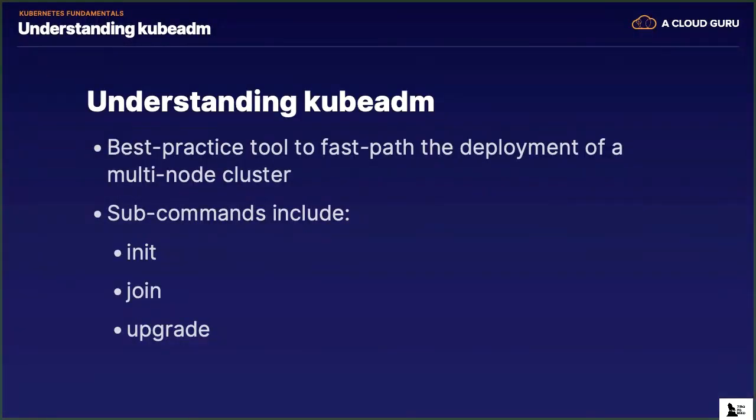So that's Kubeadm. It's a best practice tool to fast path the deployment of a multi-node cluster. It's not something that you'll use in a MiniKube cluster, but it is something that you'll use when bringing up new nodes in a production cluster or in some lab environments, such as Play with Kubernetes.